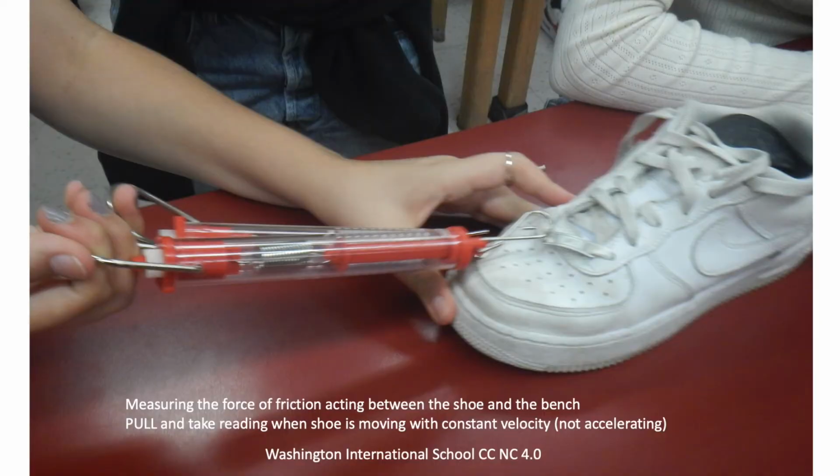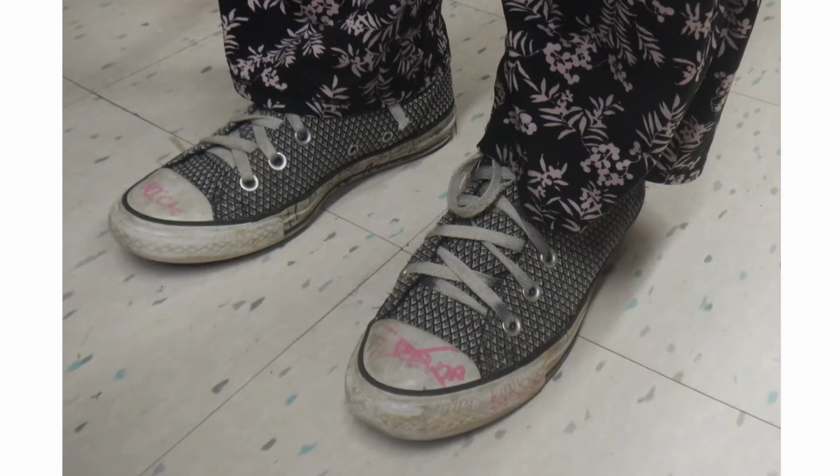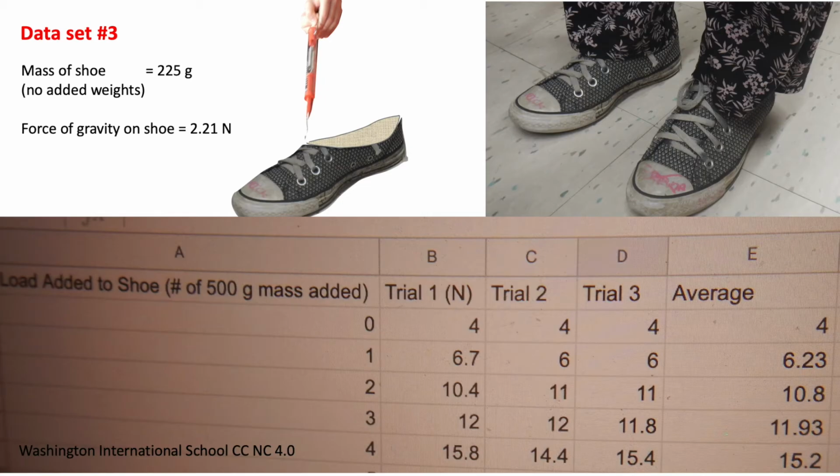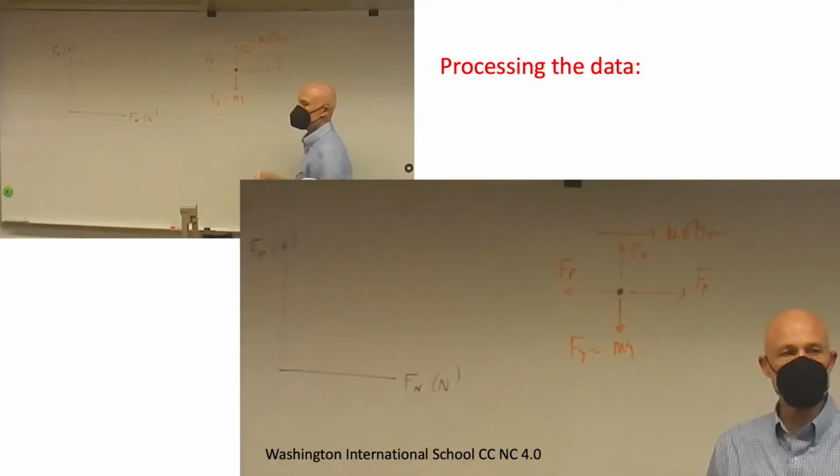And just take the reading when the shoe is moving with constant velocity. And here's data set 2. Go on to another pair of shoes here, and data set 3. Some results being collected here, and then to process the data.